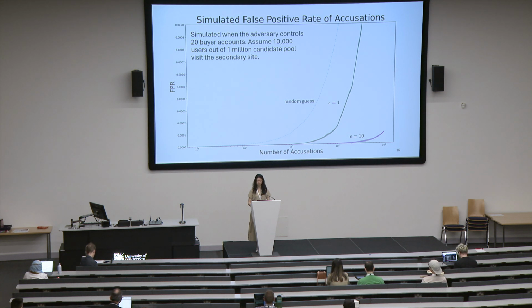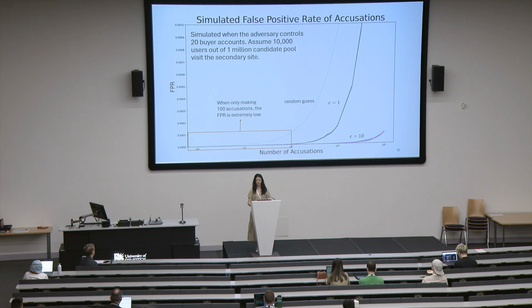This figure here shows the relationship between the number of accusations the adversary makes and the false positive rate of these accusations. As we can see, when the adversary only makes around 100 accusations, the false positive rate of the attack is extremely low, regardless of the value of epsilon.